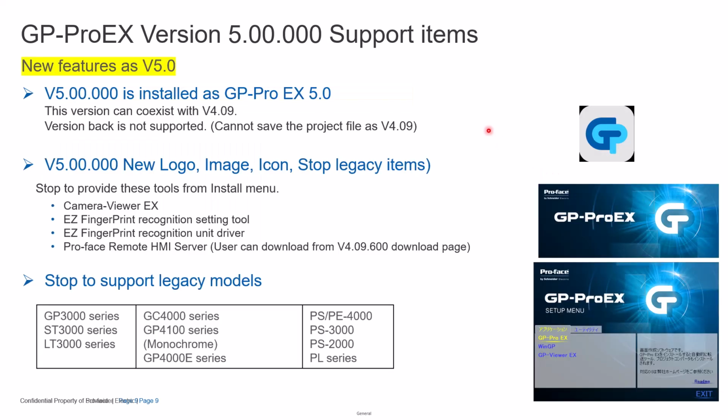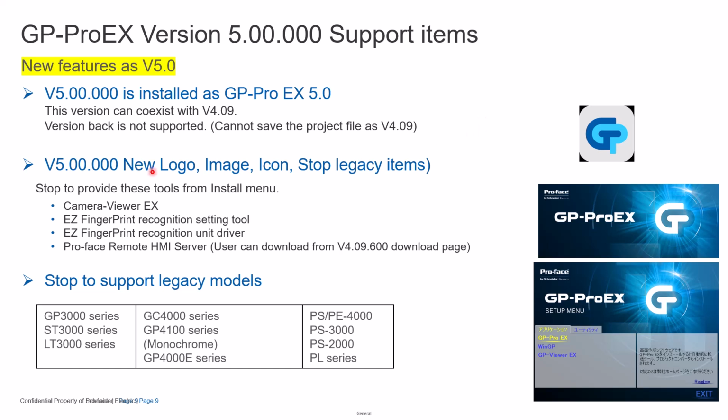Okay, some new features in how we're supporting version 5. Version 5, of course, is installed as GP Pro EX version 5. This version can coexist with version 4.09, so both versions can exist on your PC at the same time. But you cannot save back from version 5 to version 4. If you're creating something in version 5, you can't go back to 4. If you have a version 4 project, it will open in version 5, but if you save it in version 5, you cannot go back.